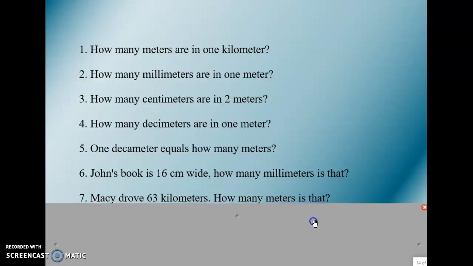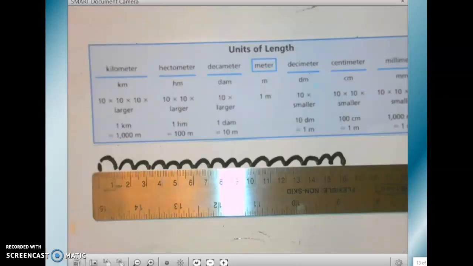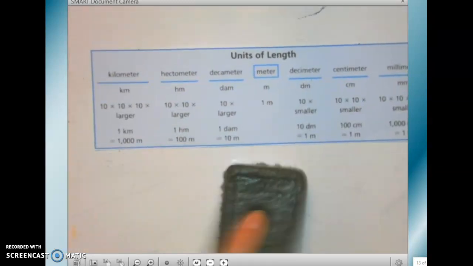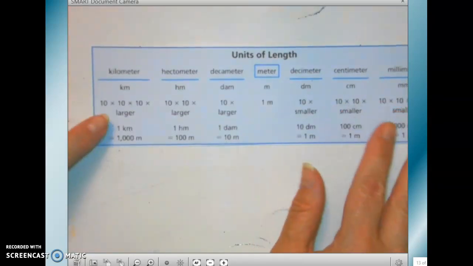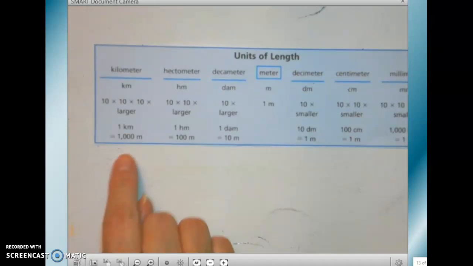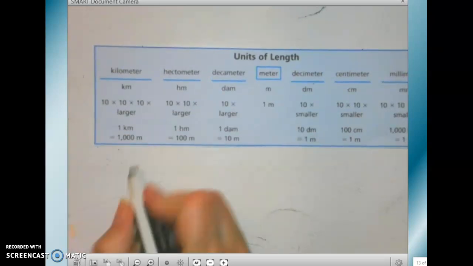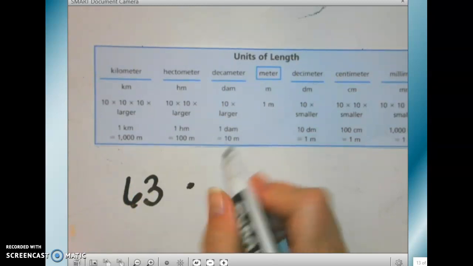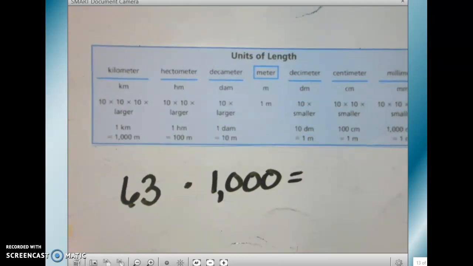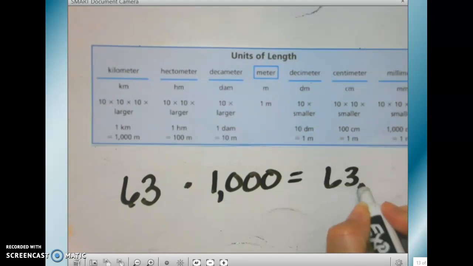And the last question. Marcy drove 63 kilometers. How many meters is that? Well, let's see. 1 kilometer is 1,000 meters. And she drove 63 of these. So 63 kilometers is 63 times 1,000 meters in each. So how many meters did she drive? 63 times 1,000 is 63,000.